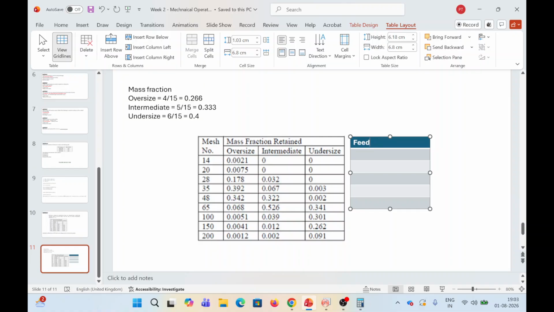So feed at 35 mesh. Since oversize is our desired product, we need to do the calculation. I think it's not fitting properly.